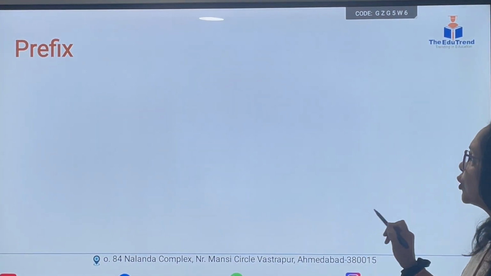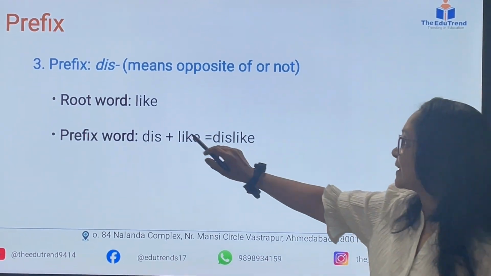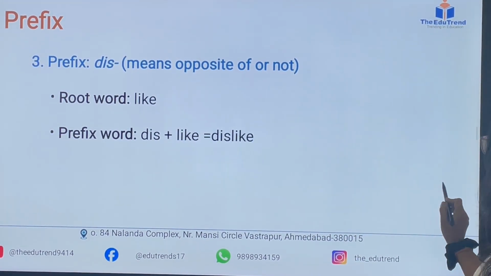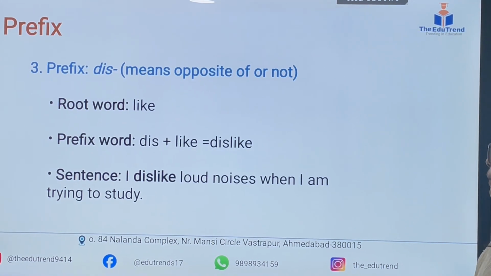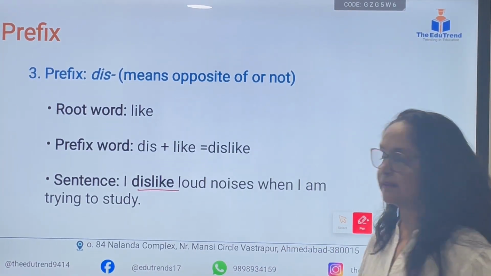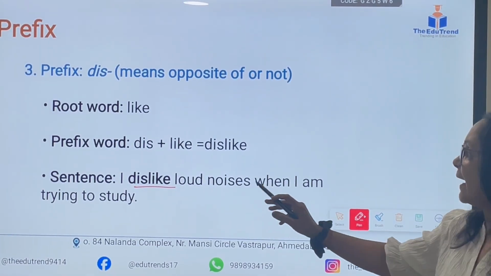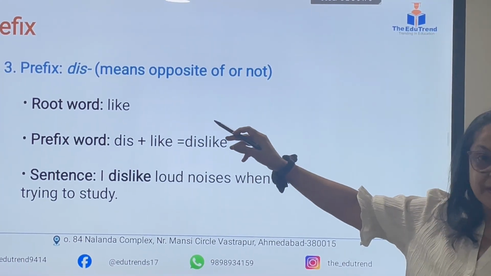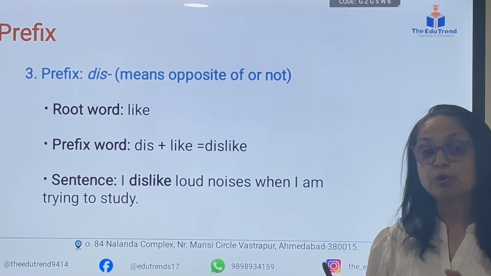The next word coming up for you is this. I am using dis with the root word like, and the new word that I have come up with is dislike. Let us see a sample sentence with this word. I dislike loud noise when I am trying to study. You see the new word how I am using it? So this is how we talk of prefix. This is how we are adding some prefix letters, words to the root word.